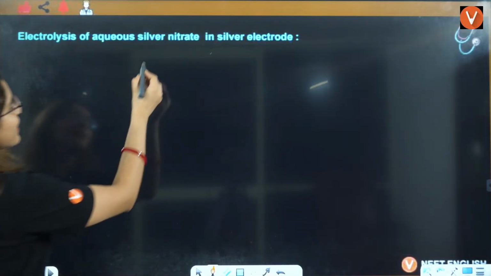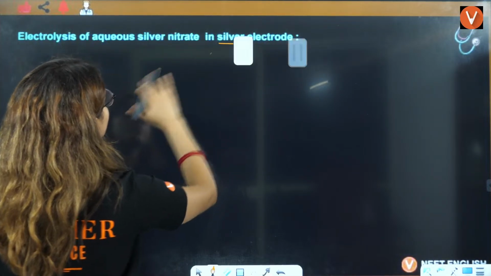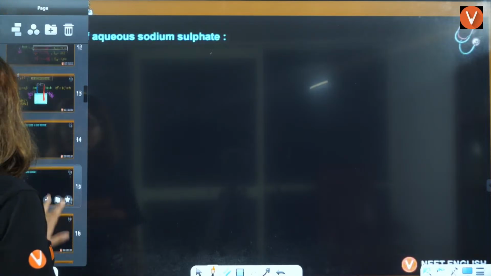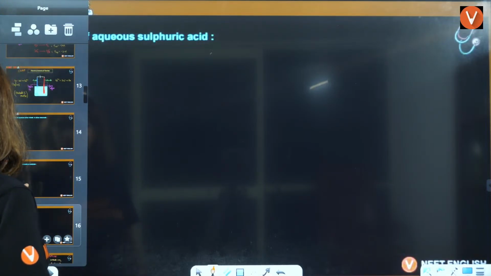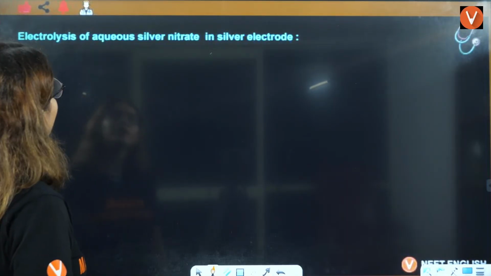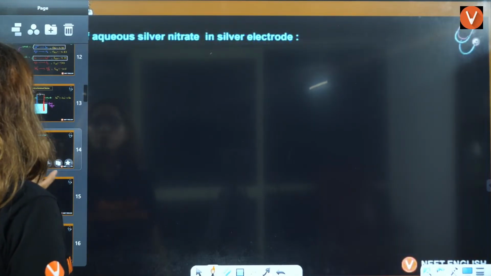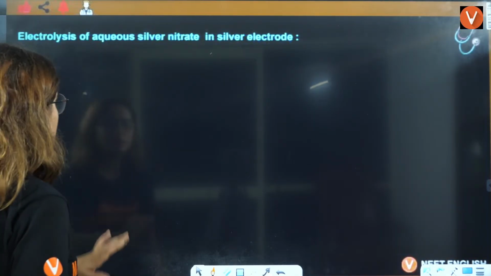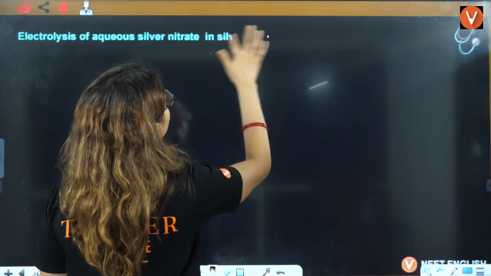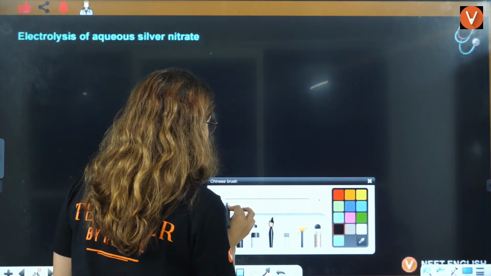So if you see silver nitrate with silver electrode, there are actually two things. One will be simple silver nitrate solution. Let's do two things here. So first is silver nitrate without the silver electrode. Let's do this firstly, okay, everybody.